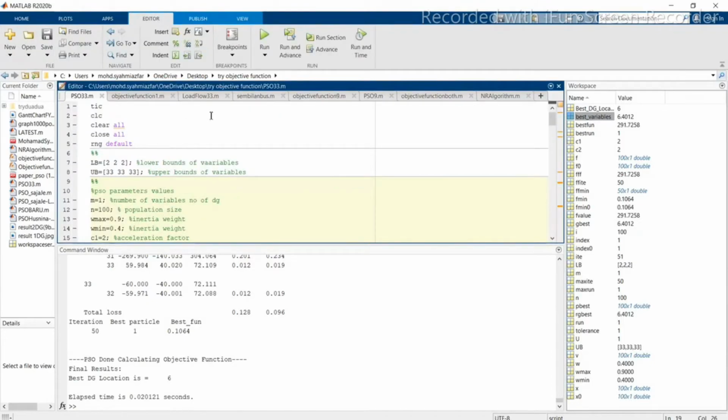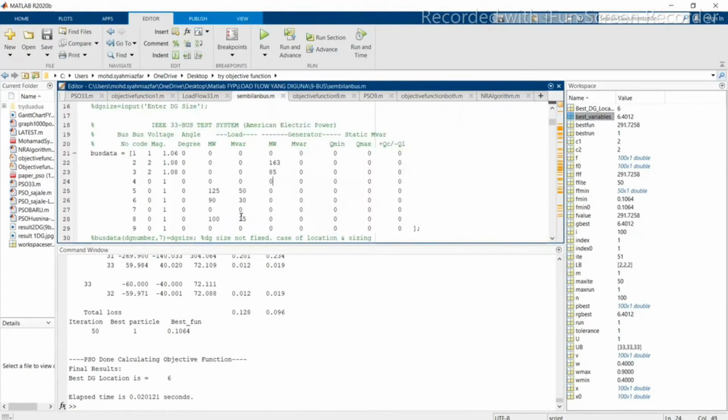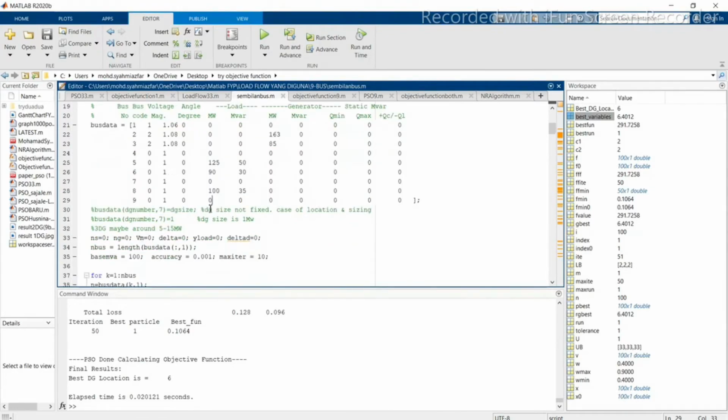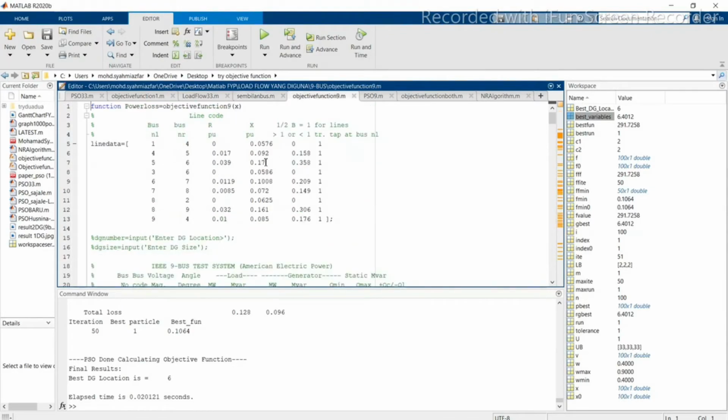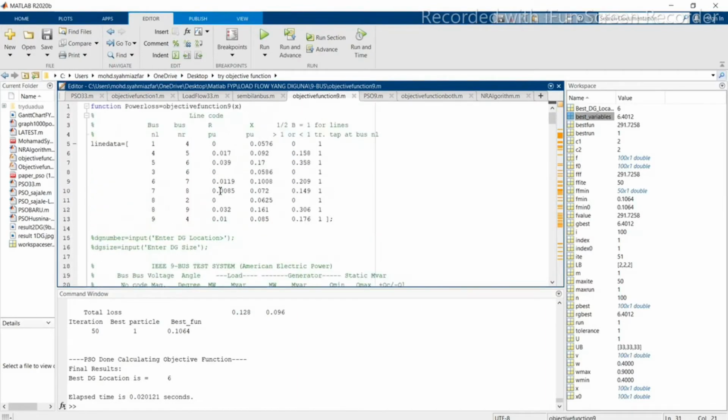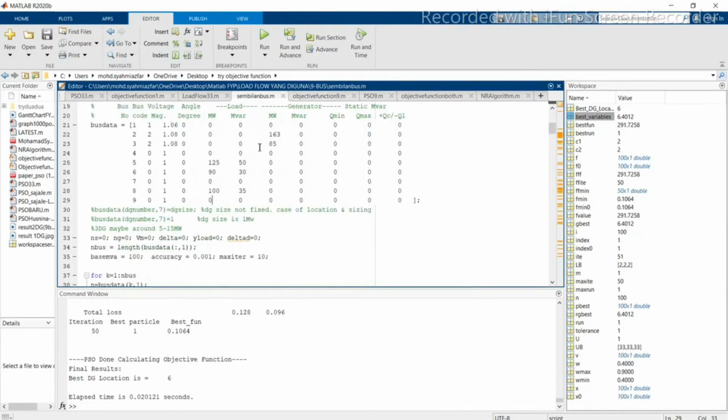Then I will proceed to my 69 bus system, with the load flow first. But before that, my 69 bus system will use two DGs, because the total load demanded is very high here, around 350 megawatts. So I use two DGs with a size of 14 megawatts each. This is due to the high demand.